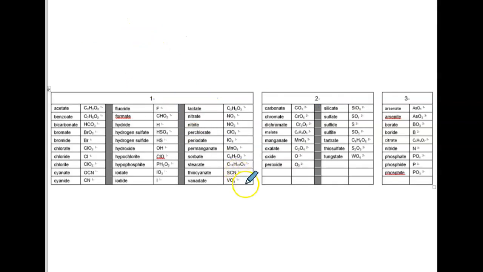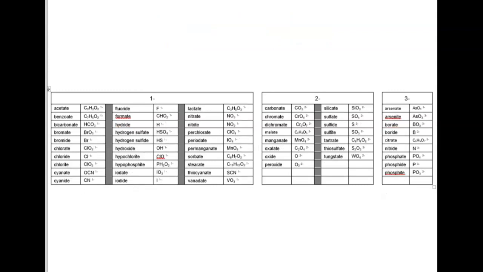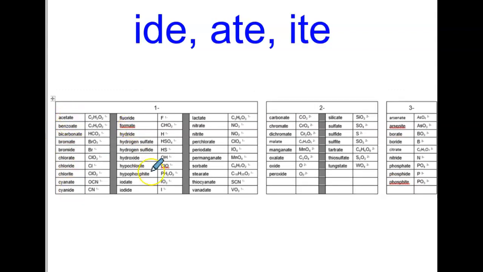So on your periodic table, at the top of your periodic table, if you flip it over to the back side, I'll call that the ion sheet. You will have your anions at the top, looking something like this. And notice that all of those, if you look at their names, all of them end in either "ide," "ate," or "ite."